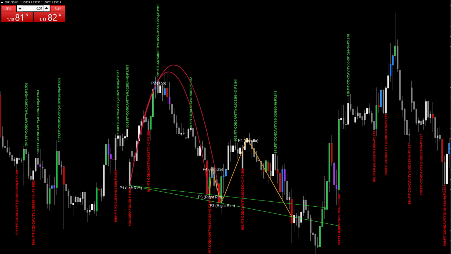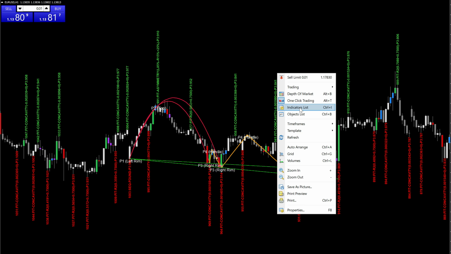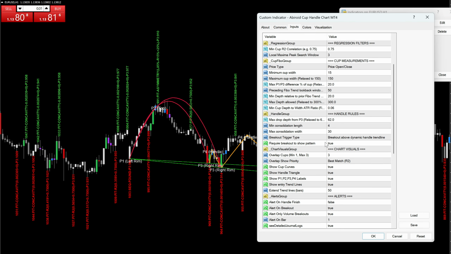Right here. So I think I've messed with the settings a bit because the handle would usually not be this big. But this gives you an example of overlapping. Now if you change that to just one, it will not be able to show you any overlapping cups and it will use this criteria to figure out which cup to show.